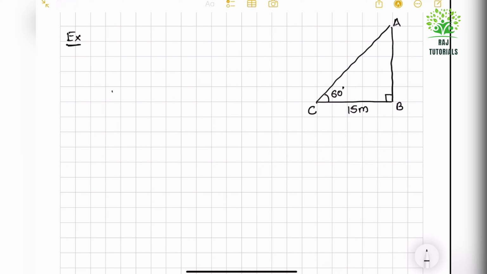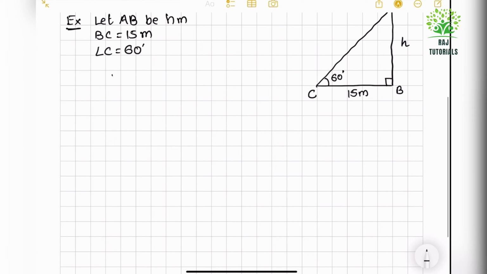Here basically we will always be using either tan or cot. In some cases only we will be using sin or cos. So here I want to find the height of AB. First I take AB as h meter, BC equal to 15 meter, that is given, and angle C equal to 60 degrees. These three things I want in this sum.